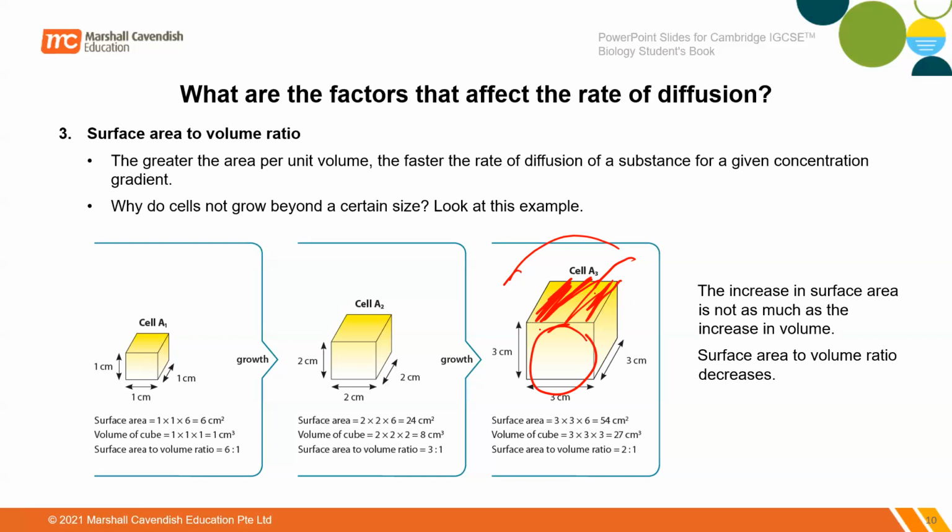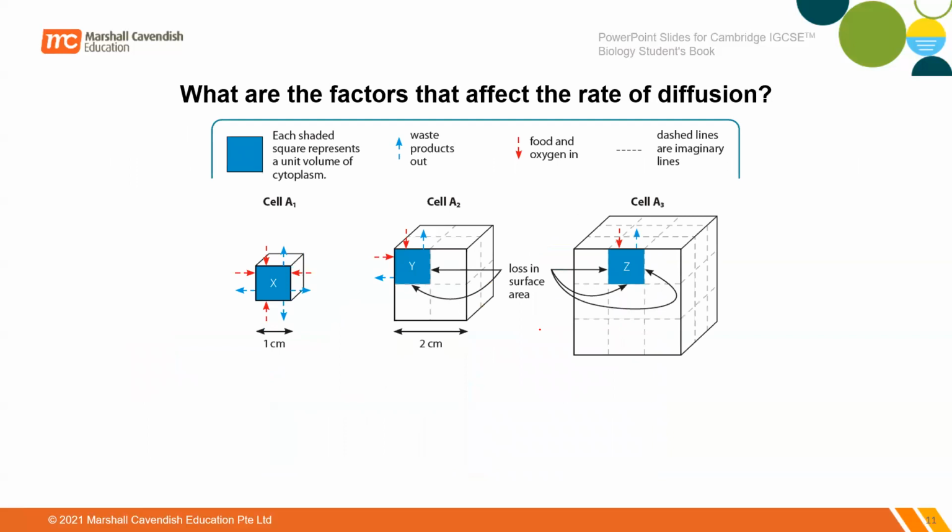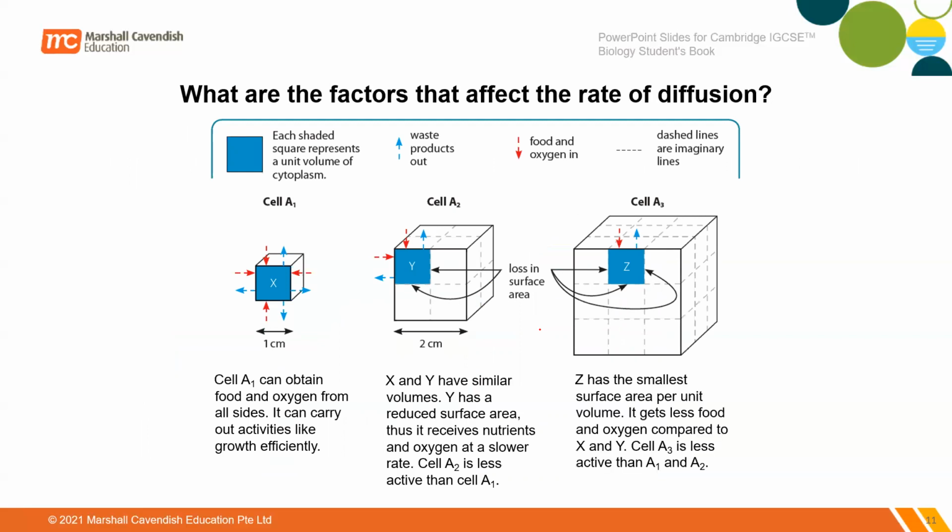Okay, the increase in surface area is not as much as the increase in volume. So the surface area to volume ratio decreases, and this affects the rate of diffusion. This is another way to represent how this factor affects the rate of diffusion. And definitely you can relate. If we are talking about X, for example, it can carry out activities like growth efficiently, because all of the molecules will diffuse faster.